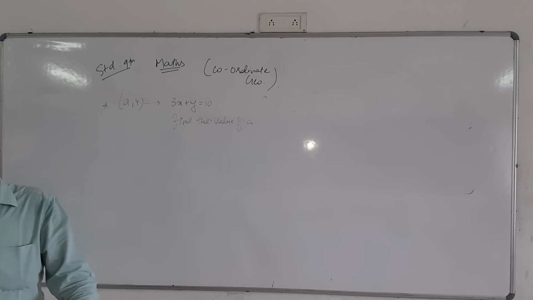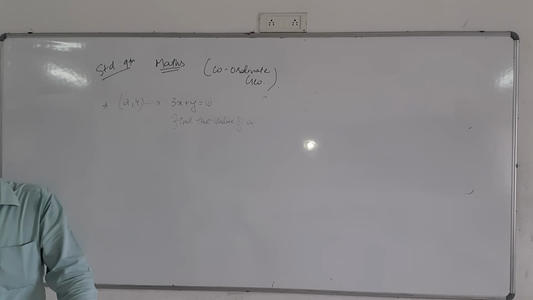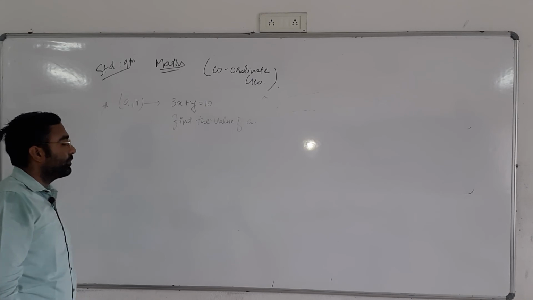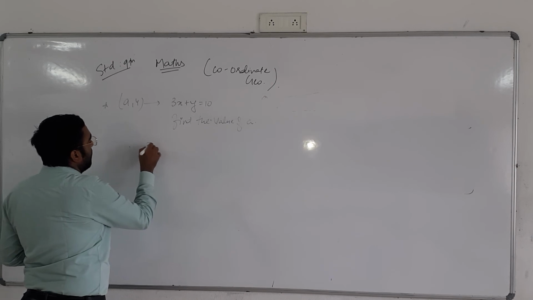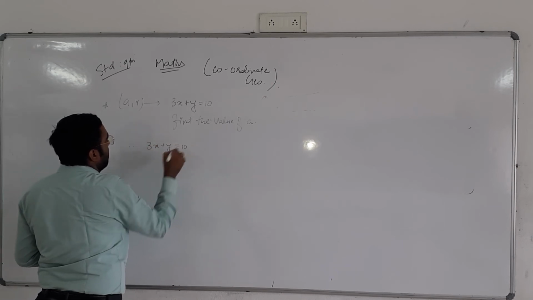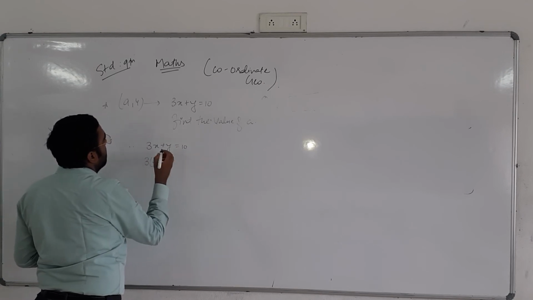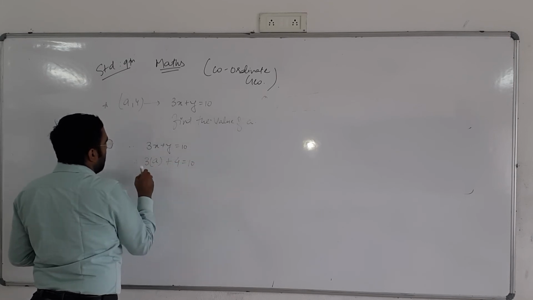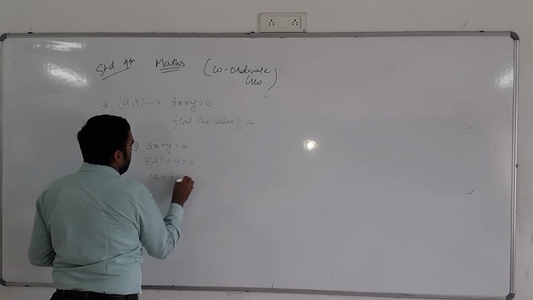So first of all, do it yourself students, fast. Now 3x plus y is equal to 10, therefore 3, what is the value of x? That is a. Plus what is the value of y? That is 4, equal to 10. Therefore 3 into a, that is 3a plus 4 equal to 10.